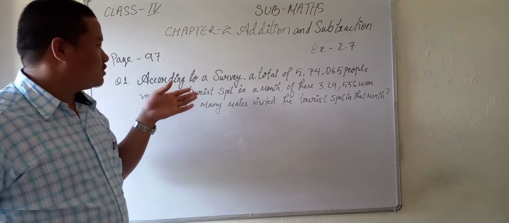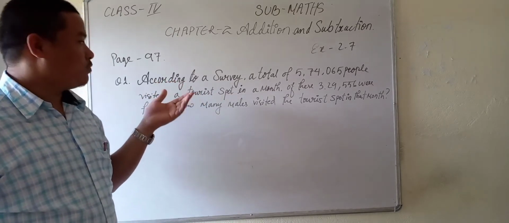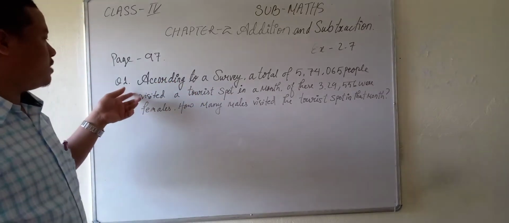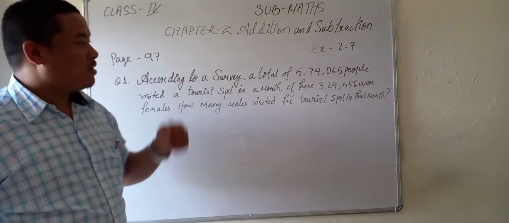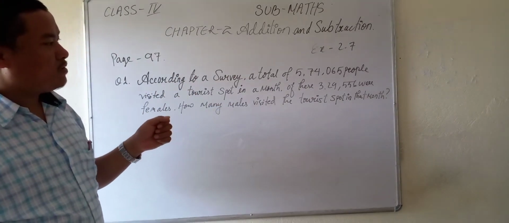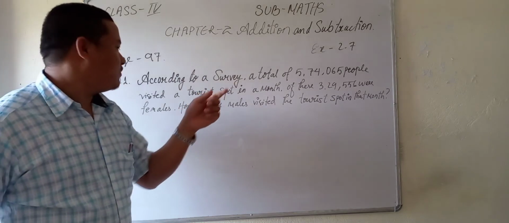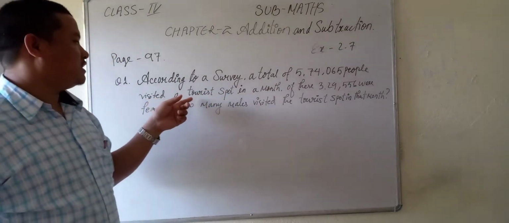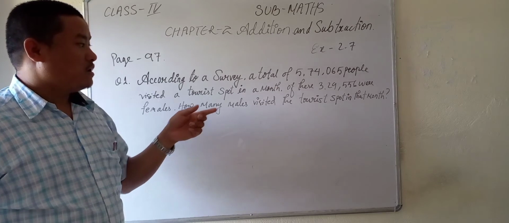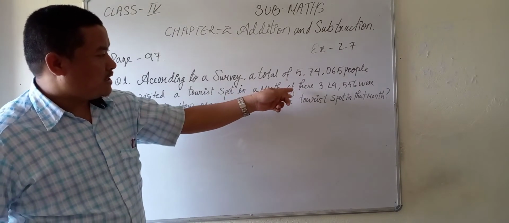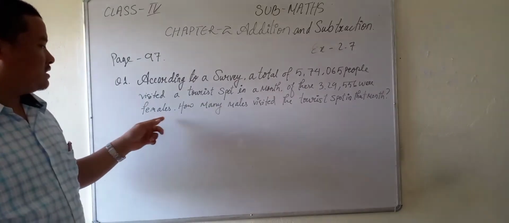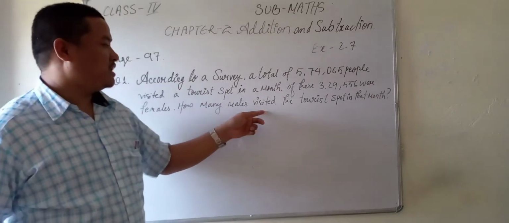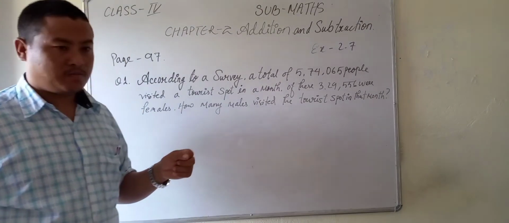Exercise 2.7, page 97. Now we'll solve some word problem questions. See question number 1. According to a survey, a total of 5,74,065 people visited a tourist spot in a month. Of these, 3,29,556 were females. How many males visited the tourist spot in that month?